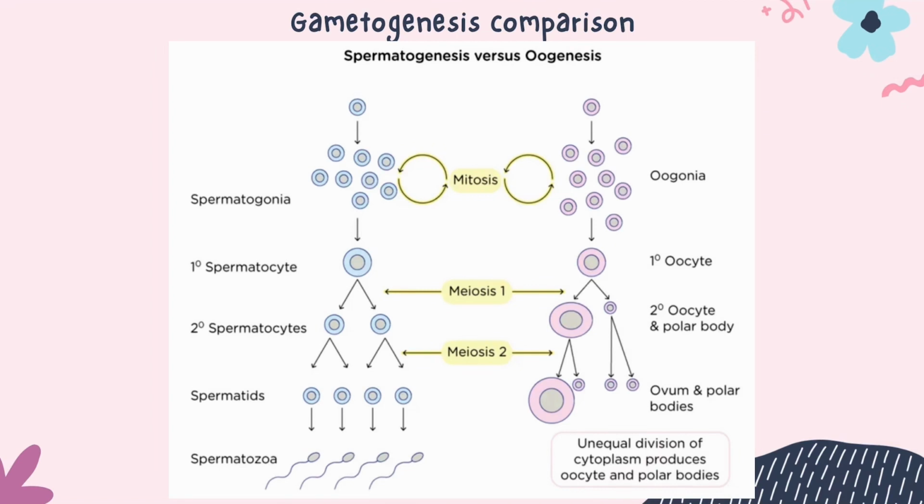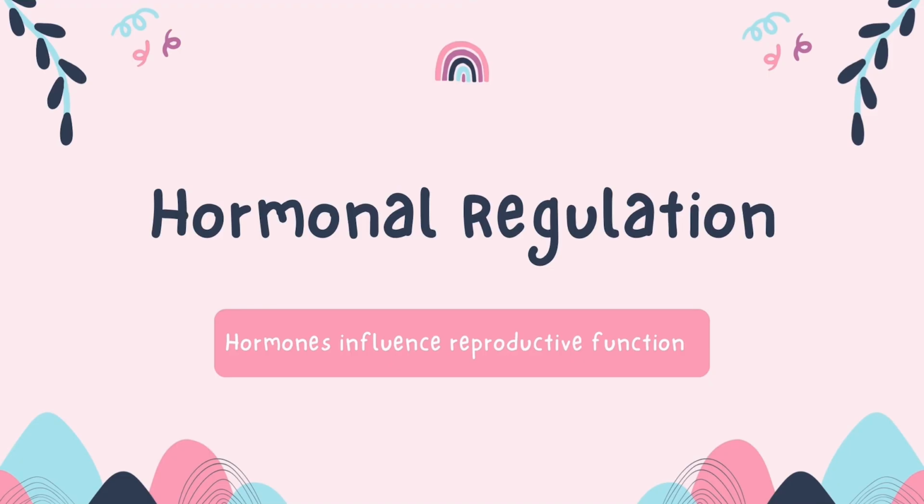The resting phases also differ. In spermatogenesis, there are no long pauses. It proceeds continuously once initiated. In oogenesis, there are prolonged resting phases. For example, primary oocytes rest in prophase I until puberty.